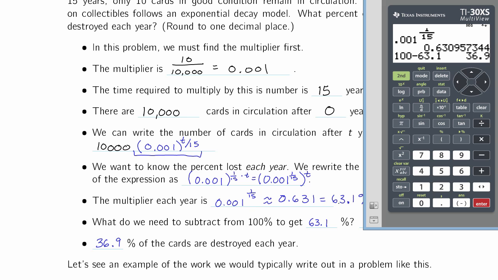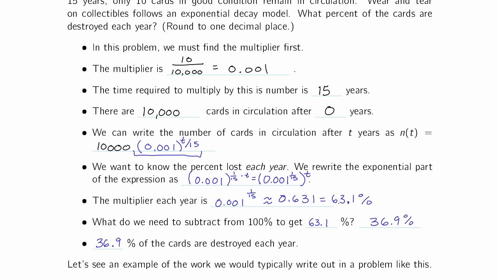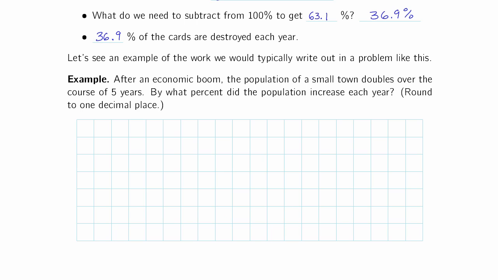Okay, so this is our full reasoning for this problem, with every idea written out real clearly. Let's see how we would actually write the work for a problem like this. In this example, we're told that after an economic boom, the population of a small town doubles over the course of 5 years. And we want to know, by what percent did it increase each year? Well, okay, so it's doubling. So that means our multiplier is 2.